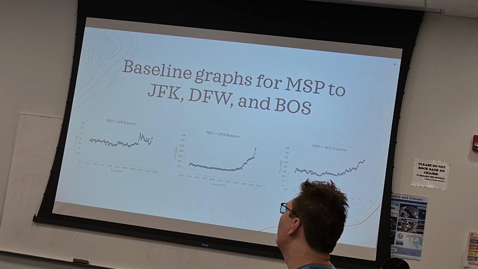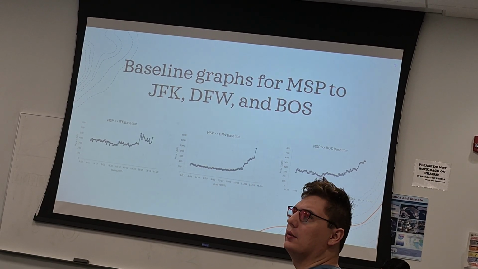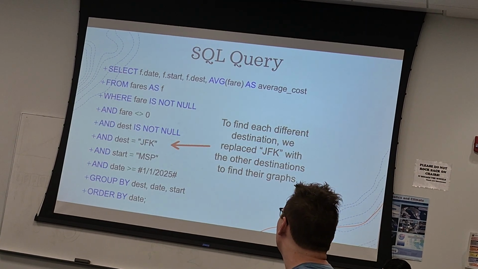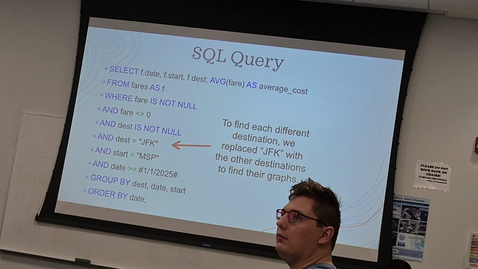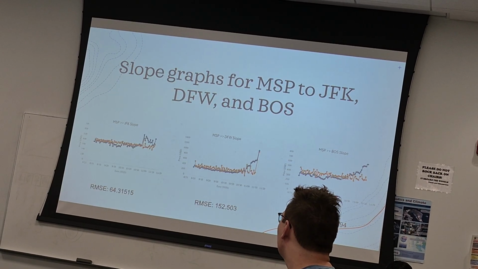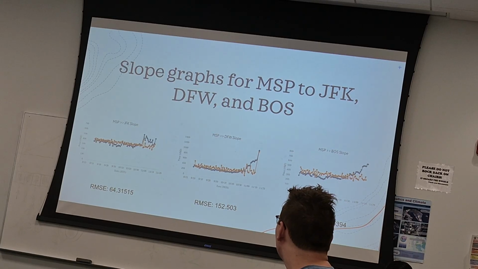Did you check for if fares were set to 0? Yeah, I did. Can you go back up one? Oh, you did have that. Yep. Okay, so try to make sure we check all the boxes and had the right data that we wanted. And then for our predictions, our graphs were pretty bad.